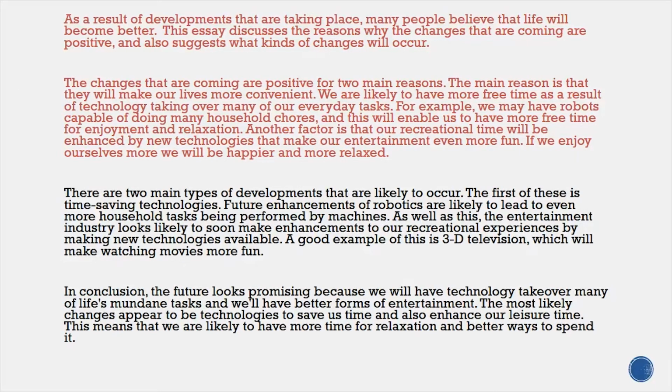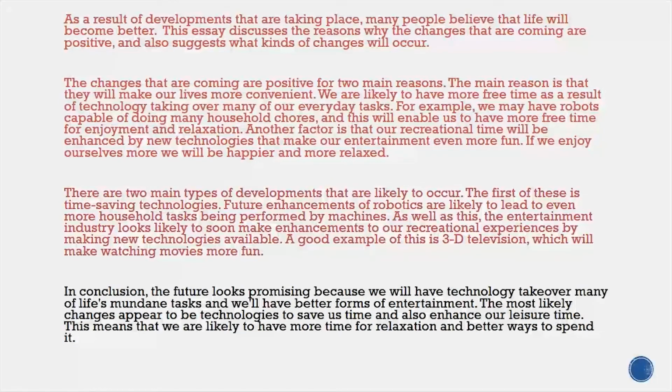We are likely to have more free time as a result of technology taking over many of our everyday tasks. For example, we may have robots capable of doing many household chores, and this will enable us to have more free time for enjoyment and relaxation. Another factor is that our recreational time will be enhanced by new technologies that make our entertainment even more fun. If we enjoy ourselves more, we will be happier and more relaxed.